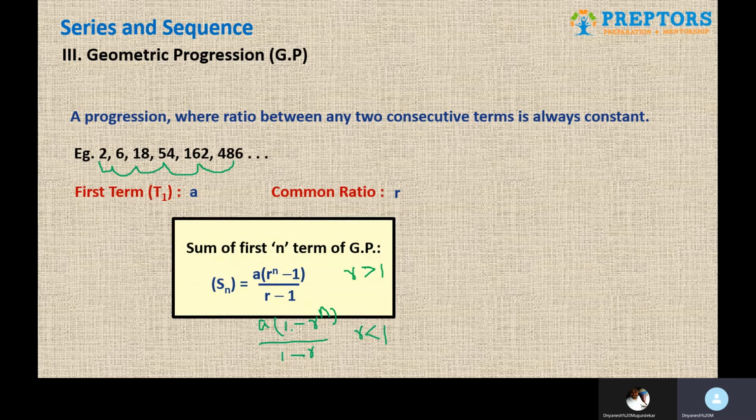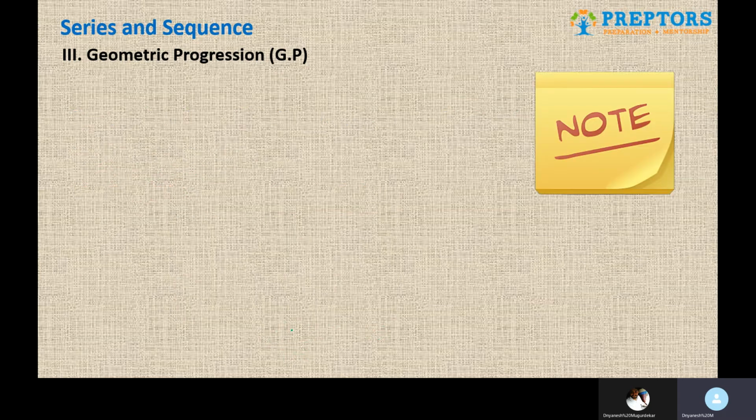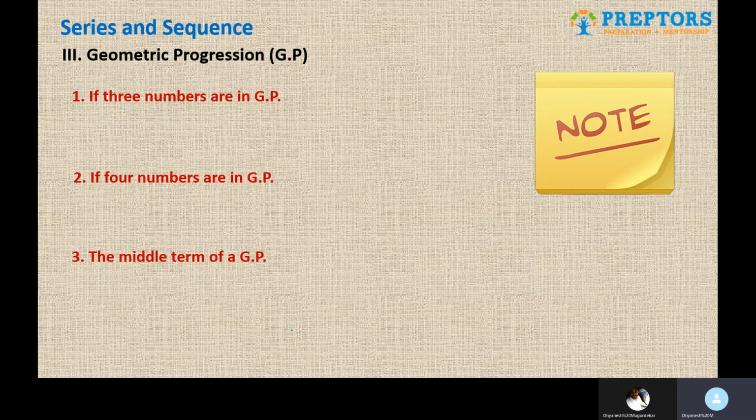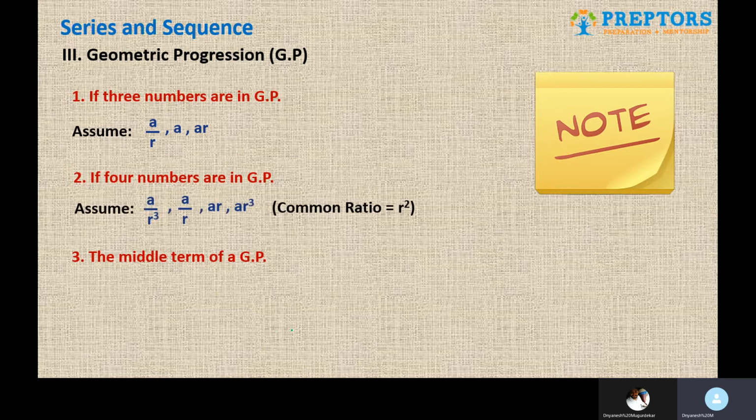As usual, the three notes in a similar fashion. The first one: three numbers in GP. You write the middle one first, then one before that and one after that, which is a by r, a and ar. The same reason: when you multiply all three of them, r and 1 by r get cancelled, and you are left with one variable. Four numbers in GP, you write the two middle terms, a by r and ar. One before that, a upon r cube, and one after that, ar raised to 3, wherein the common ratio will not be r in this case, but it will be r square.